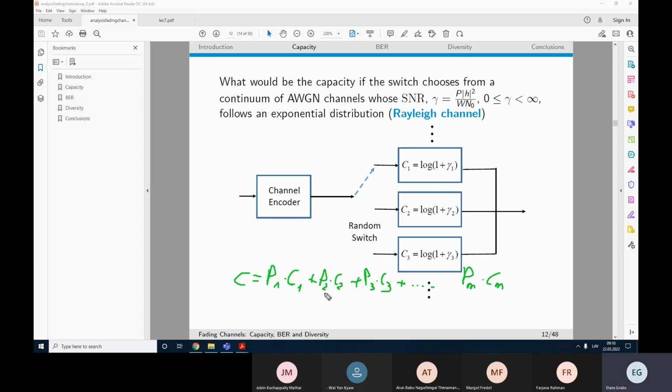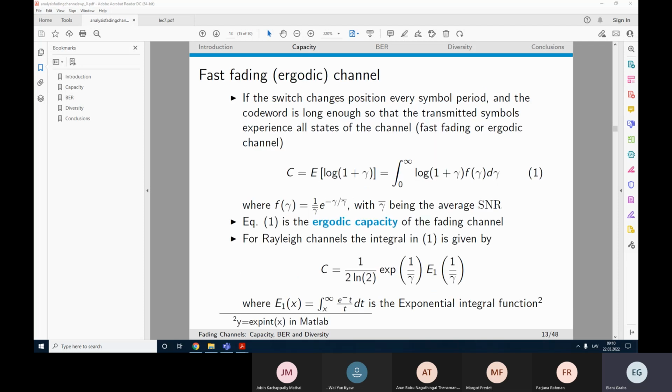So now, if we say that the difference between these gammas, delta gamma, approaches 0, very small, then in that case we will have an infinitely large number of channels, and this sum will convert into the integral. Yes, and that's what's happening exactly here. So here we have this integral. This is actually the capacity expression. So capacity divided by bandwidth.